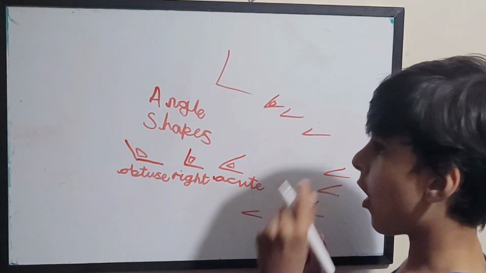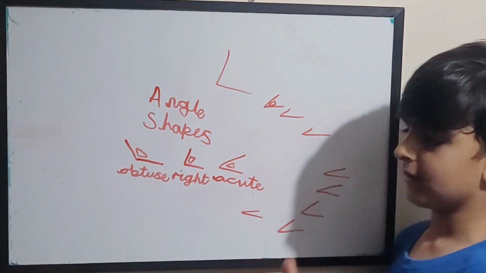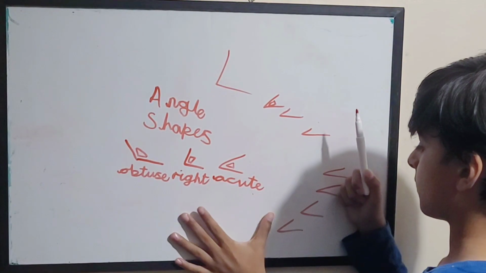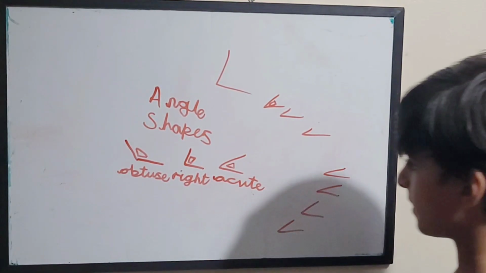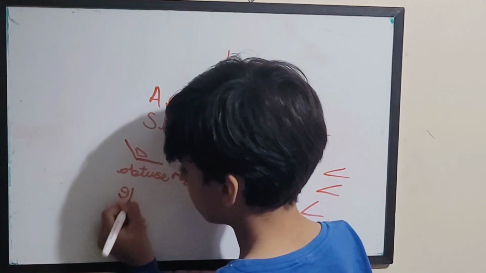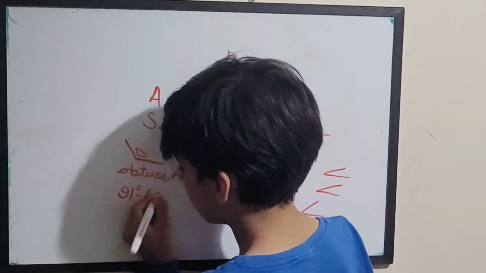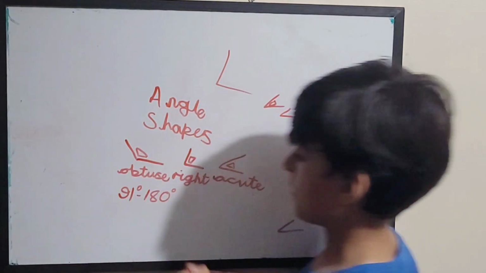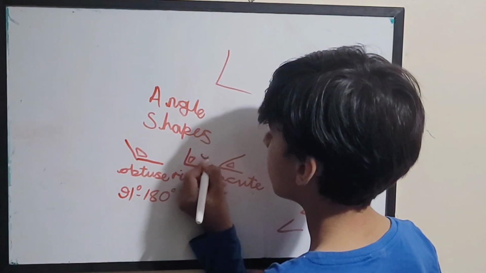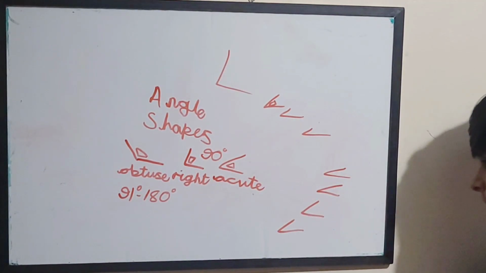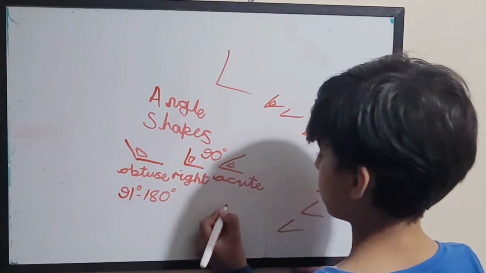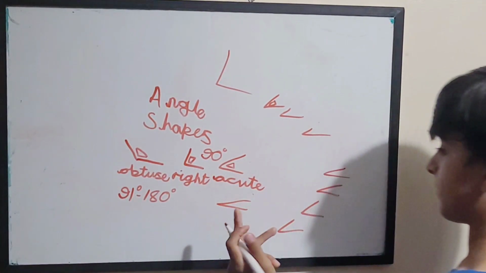Now, if they go over the degree of the right angle, which is 90, above it, it's obtuse. But an obtuse angle is 91 degrees to 180 degrees. Right angle, 90. Now acute is smaller than right. Now this is acute as well.